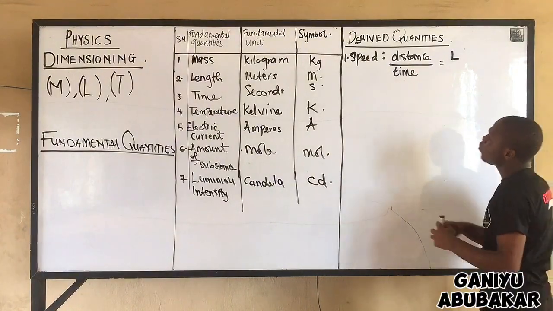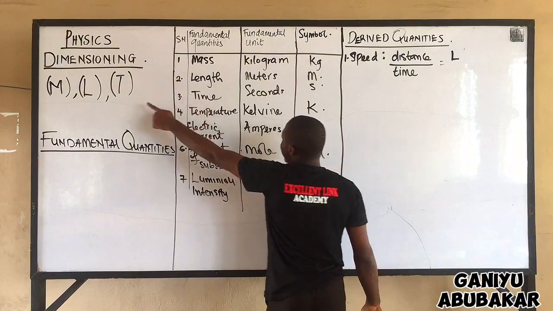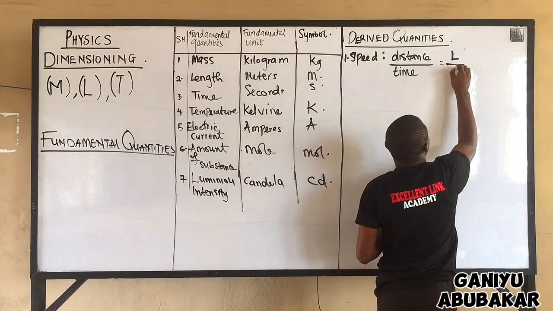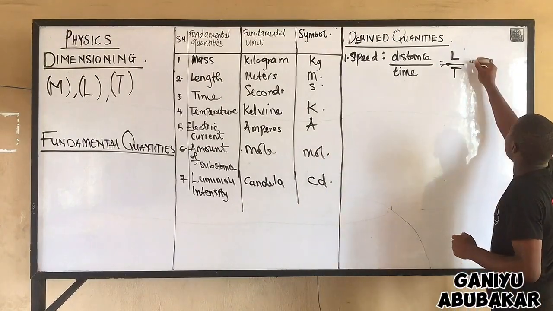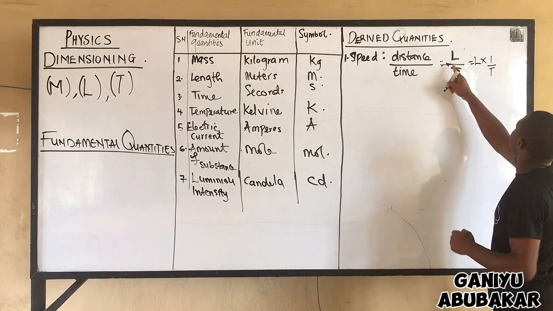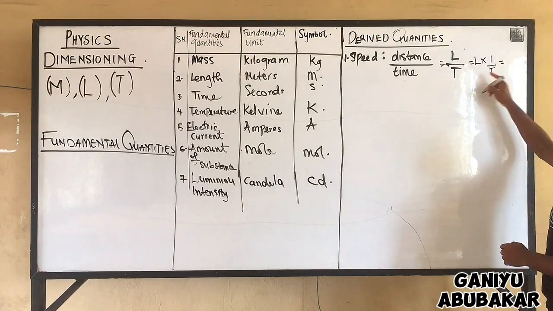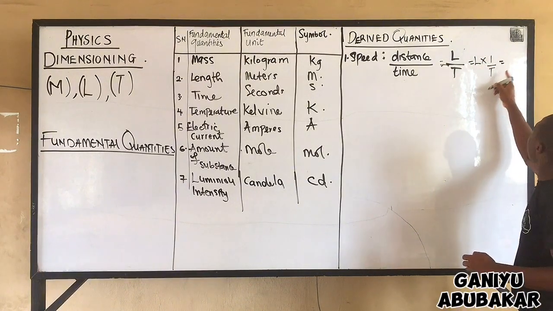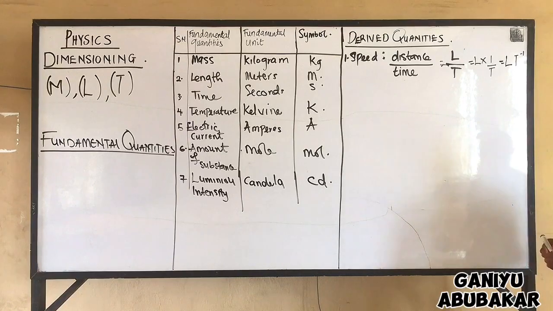What's time? Which one here talks about time? That's T. Use the initial. That's capital T, L all over T. Of course, by mathematical approach, this means L times 1 over T. Shift out L, I have L times 1 over T. This means that 1 over T in indices becomes L times T to the power minus 1. So this becomes the dimension for speed.